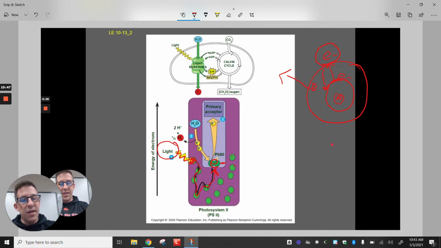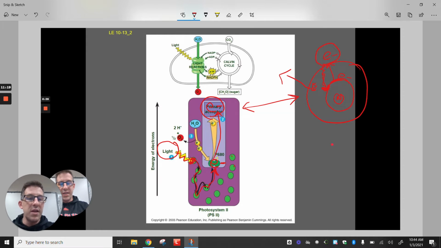In this case, these photons of light will actually excite those electrons to a higher energy state, and those electrons are held there in the primary electron acceptor, okay? That's the difference between what's happening in just regular chemistry and what's happening here in photosynthesis. In regular chemistry, those electrons fall back down into that lower energy state. Here, they're held there for a time until that energy can be harnessed a little bit, okay?